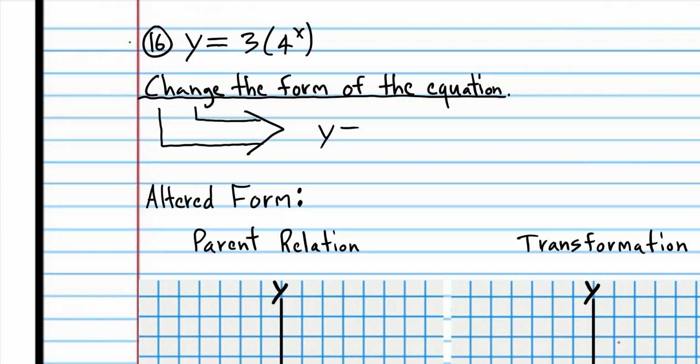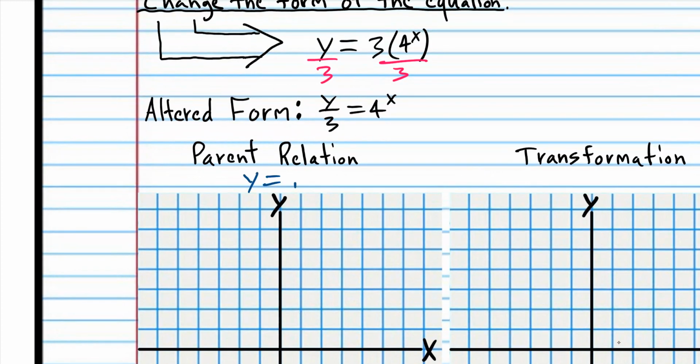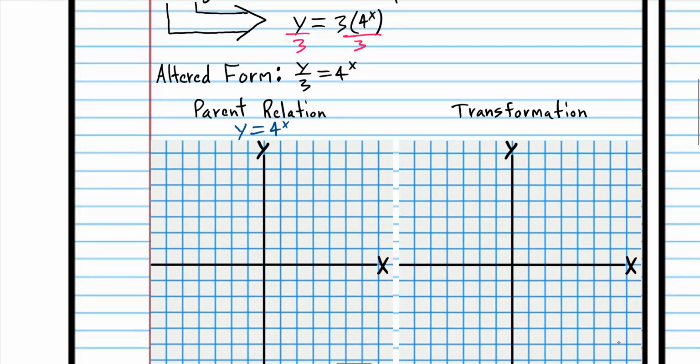Okay, we're back. I'm going to rewrite that equation, and I'm going to divide both sides by 3, because 3 is multiplied. We have to do the opposite of multiplication. So then we have y is equal to 4 to the x power as the parent relation. Plug in 0, we get 1. Plug in 1, we get 4. Those are our points we can use to graph the parent relation.